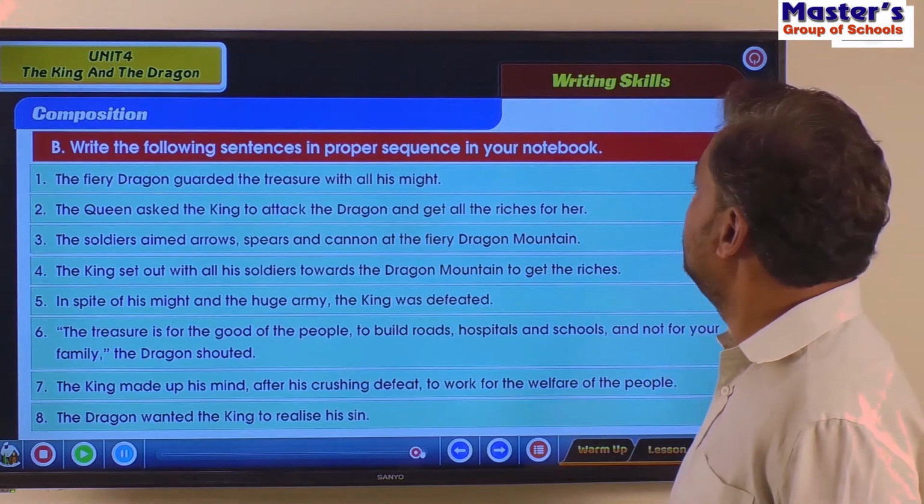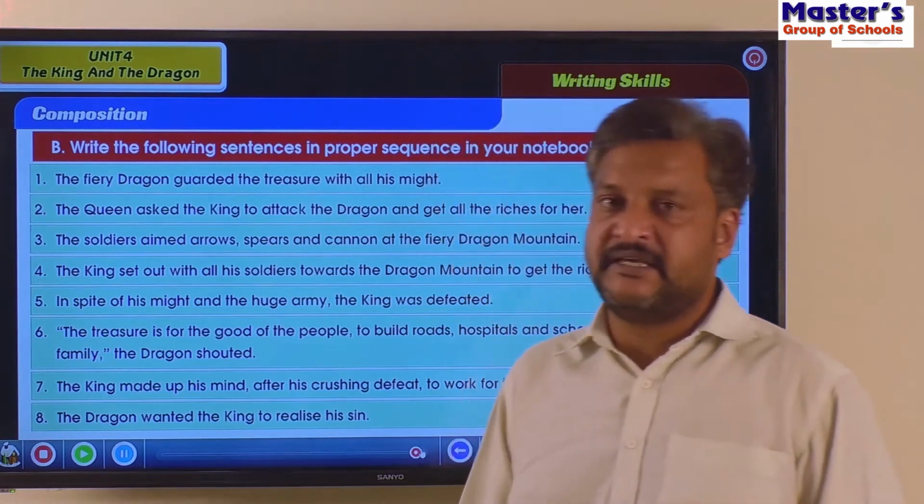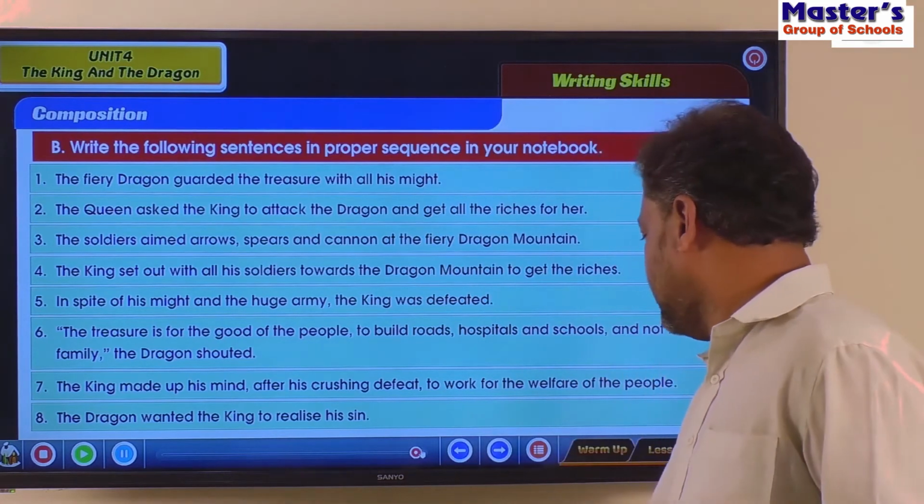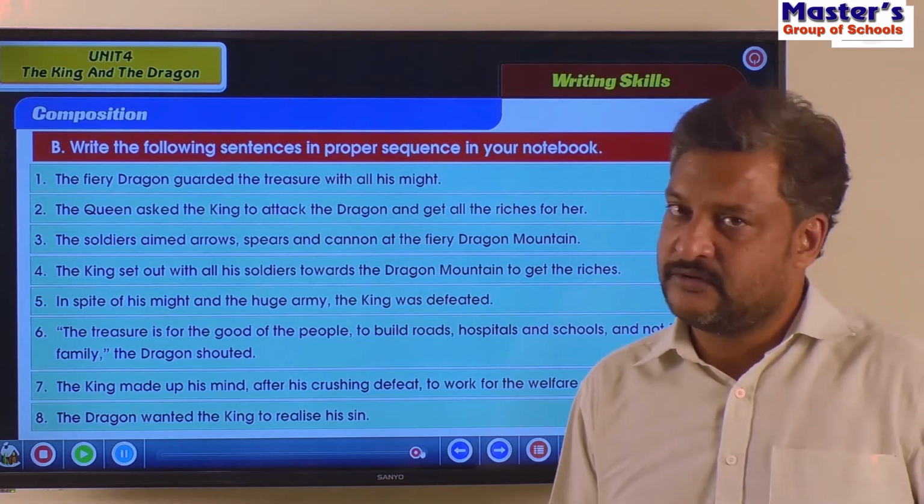Okay, right. So now I will keep the screen the same for another minute so that we can go through these sentences once and check for the answers.